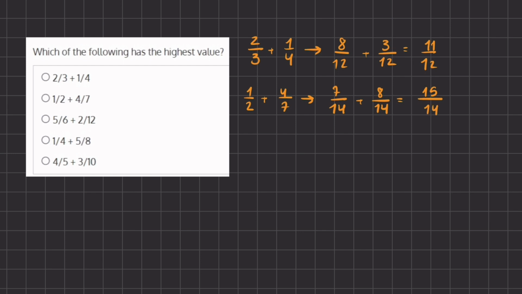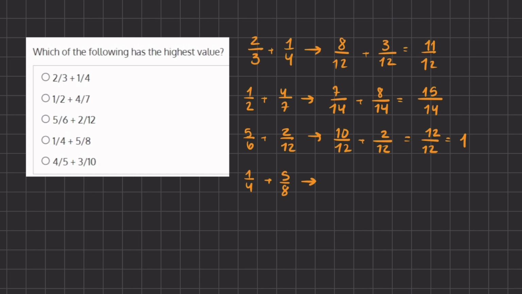And our third expression is 5/6 plus 2 divided by 12. Now in this case again, our least common denominator is going to be 12. And our first numerator is going to get the value of 5 times 2, which is 10. And our second numerator is not going to change because our least common denominator is already 12. Alright, so now when we add these two together, we get 10 plus 2, which is 12/12, which simplifies to 1.